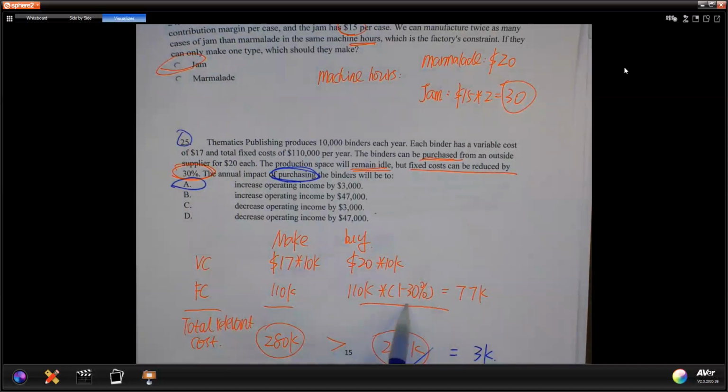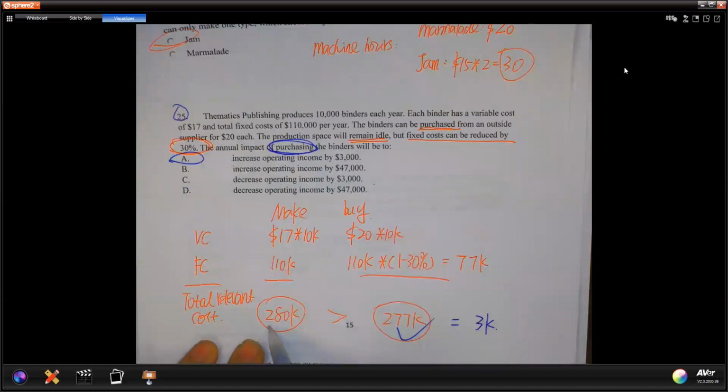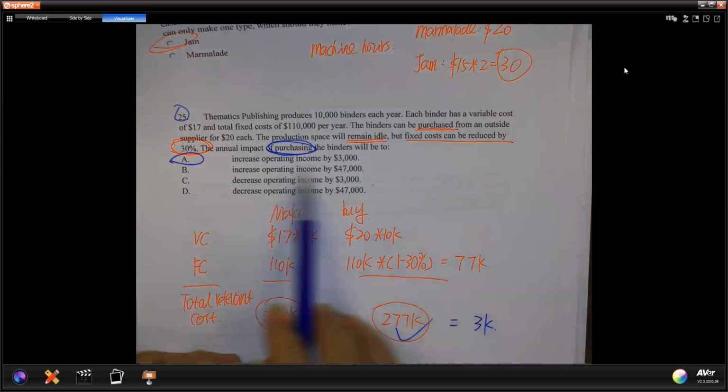Okay, this is the important part. When you buy, the fixed cost will be only 70% of 110,000. So your fixed cost of buy is 77,000. Your total cost of make is 280,000. Your total cost of buy is 277,000. So if you buy, you can save 3,000. Your cost will decrease by 3,000. That means your income will increase by 3,000.